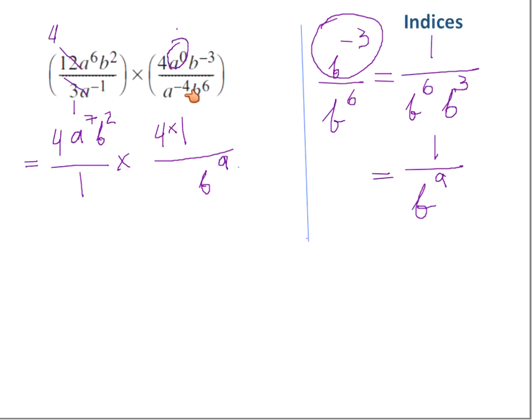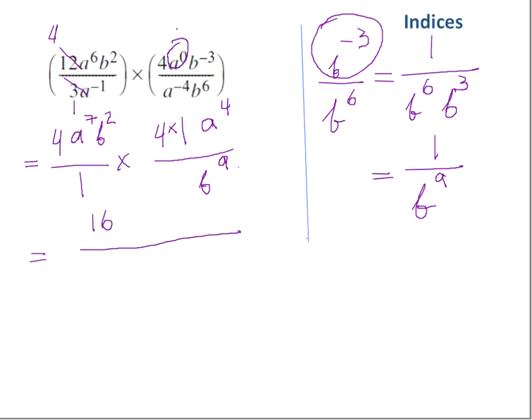Now, with the negative index of a, you have a to the power of -4 in the denominator. You just bring this expression up and it will become positive. So in the numerator, we will have a to the power of 4. Excellent. All right, next step. Let's have a look at numbers first. 4 times 4, so you get 16 at the top.